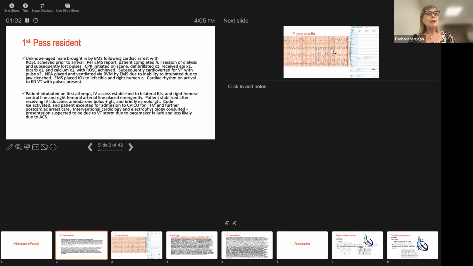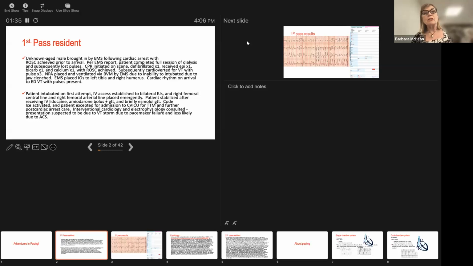So this is an unknown aged male brought in by emergency services after having a cardiac arrest following a full session of dialysis. At the dialysis center, the patient lost his pulses, had a full cardiac arrest. CPR was begun on the scene. That means he had bystander CPR. He was in a medical facility. He was defibrillated ×1. He received epi ×1, bicarb ×1, and calcium ×1. But I would tell you that that was probably from EMS, not from the dialysis center.